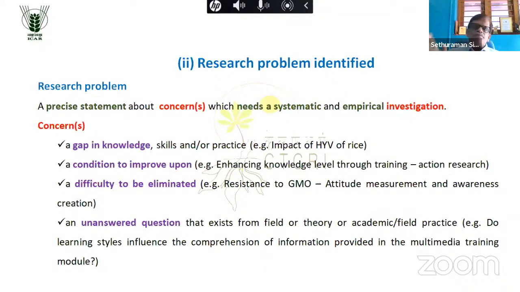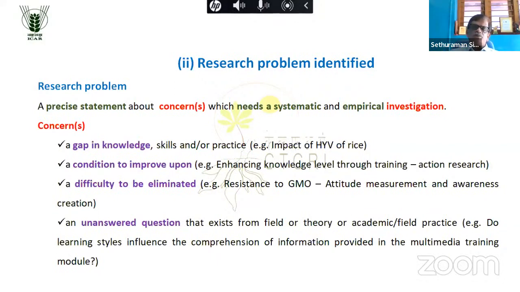Okay. So the second paragraph in the problem statement is the research problem. You actually describe the research problem. A research problem is nothing but a precise statement about the concern which needs a systematic and empirical investigation. So not all problems are research problems. When you are doing PRA with farmers, there will be so many problems they will tell you. Credit is not available. The bank is not providing money. There is water scarcity. There is a problem of rats, or we are not getting regular market prices. There may be so many problems that farmers might have suggested.